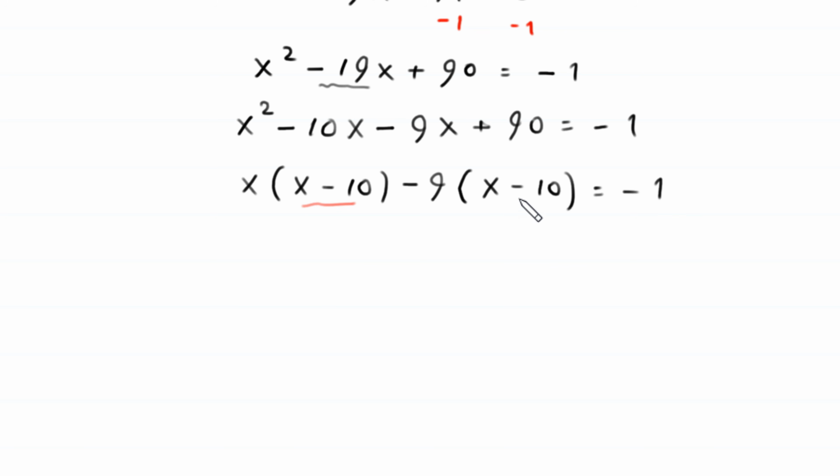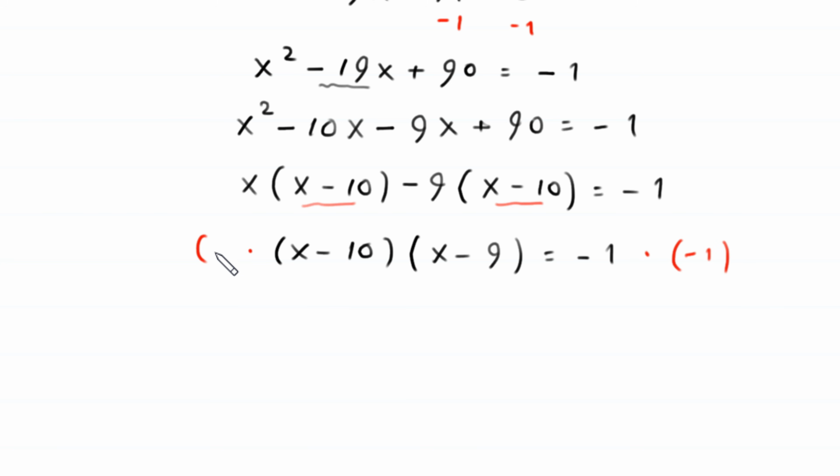Now this x minus 10 is a common factor, so we factor out this x minus 10, and in bracket left x minus 9 equal to negative 1. From here we multiply both sides of this equation by negative 1. Left hand side we multiply by negative 1, so negative 1 times x, negative x, and negative 1 times negative 10, 10. So this will become 10 minus x times x minus 9 equal to negative 1 times negative 1, positive 1.